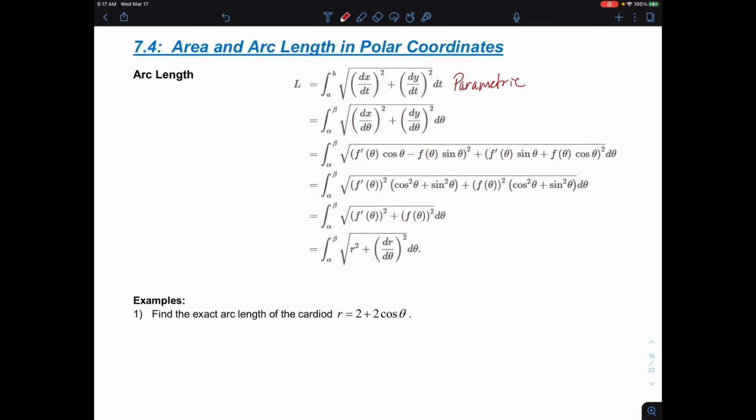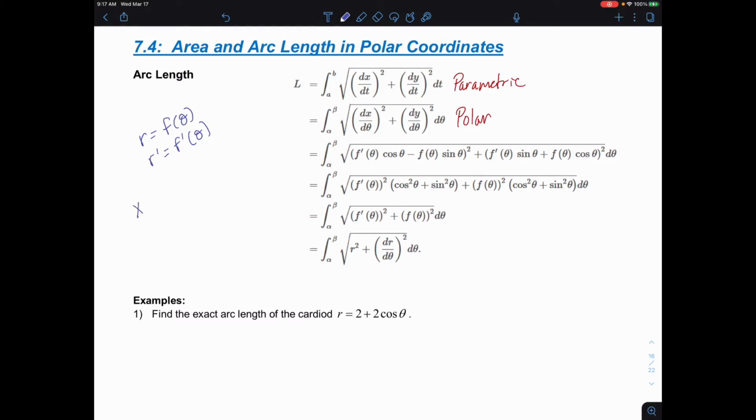Instead of done in terms of t, though, as a parametric, we take it with respect to theta. So here's our polar. All we're doing is substituting in d theta instead of dt. So we're taking the derivative of x with respect to theta and the derivative of y with respect to theta. We'll think about a couple other things here for the formula. So r is equal to the function with respect to theta, so r primed is equal to the function derivative with respect to theta.